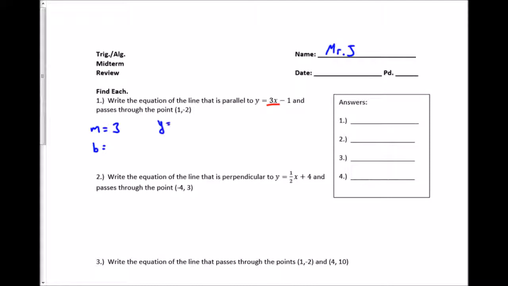And then we use a fresh y equals mx plus b, and we plug in what we know. I know the slope is 3. I've got an x and a y value right here, this ordered pair. So I plug the 1 in for x. I plug the negative 2 in for y. And then we just solve this for b. So I find out that b equals negative 5, which means the equation of my line is y equals 3x minus 5. And that's it.